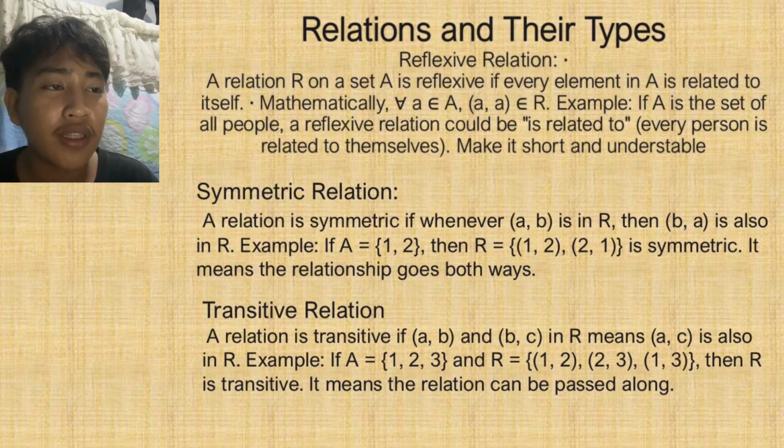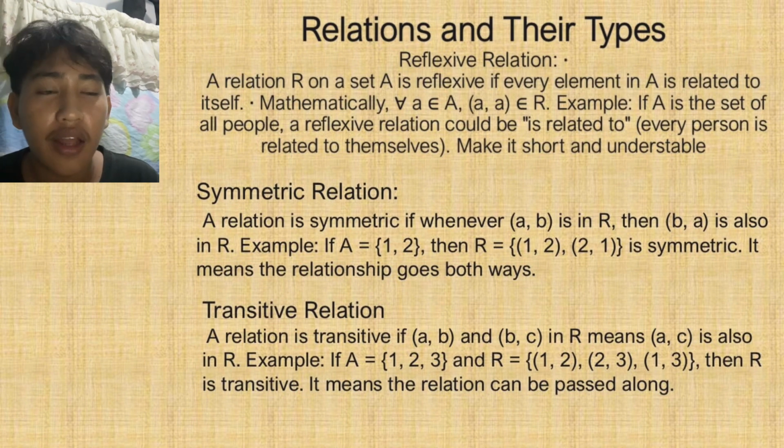Relations and their types. Reflexive relation. A relation R on a set A is reflexive if every element in A is related to itself. Mathematically, for all a in A, (a, a) is in R. Example: if A is the set of people, a reflexive relation could be "is related to". Every person is related to himself.